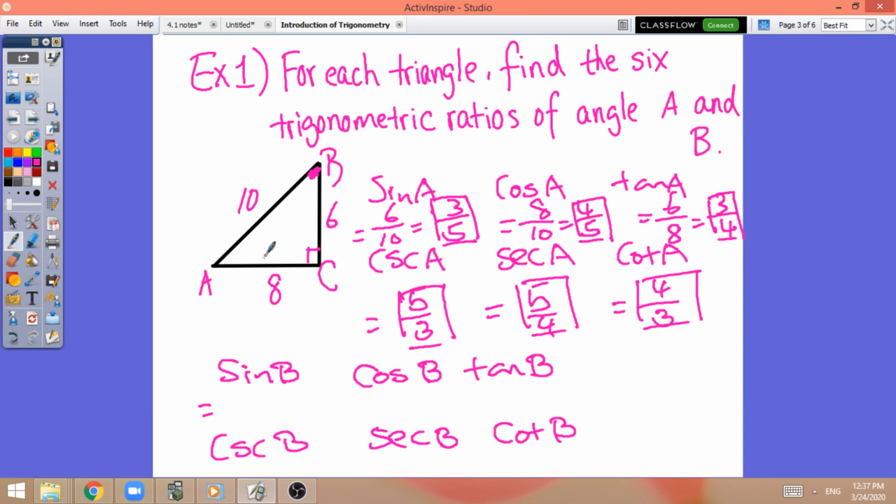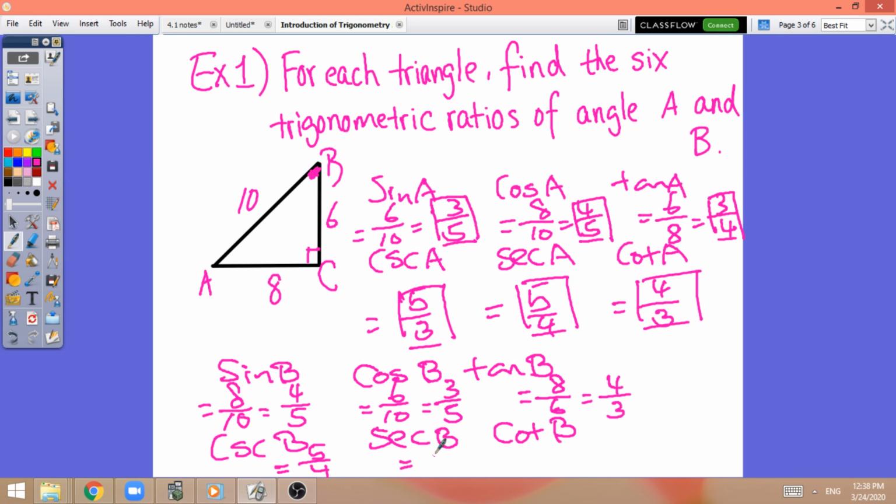It's always the longest side. So sine of B is opposite over hypotenuse, 8 over 10, excuse me. Which is what, 4/5? And then cosine of B is adjacent over hypotenuse, so 6 over 10, which is 3 over 5. And then tangent of B, opposite over adjacent, 8 over 6. So that gives you 4/3. And then cosecant of B, just basically take the reciprocal of sine, so it's 5/4.